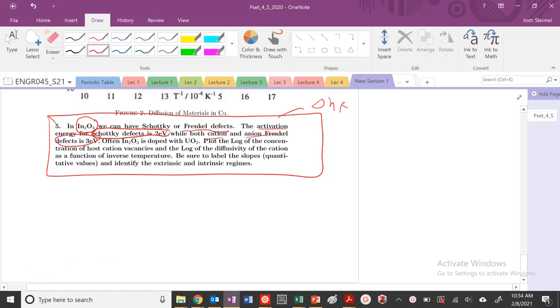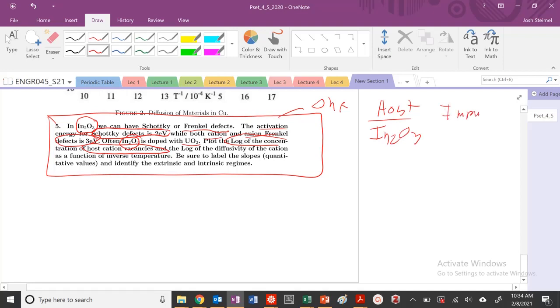So let's continue reading the problem. Often, indium oxide is also doped with UO2. So we want to plot the log of the concentration of host cation vacancies. So which is our host? Our host is what has the intrinsic reaction, so we know it's indium oxide. And then our impurity is UO2.